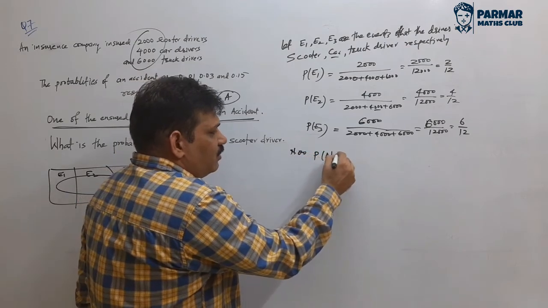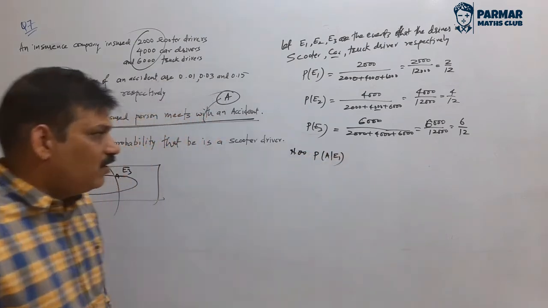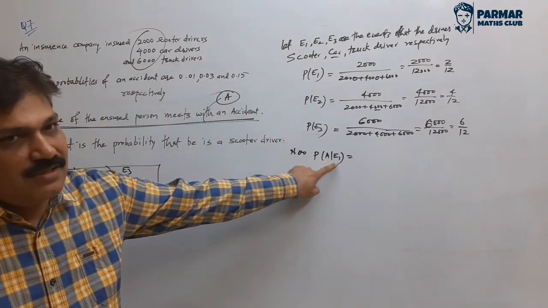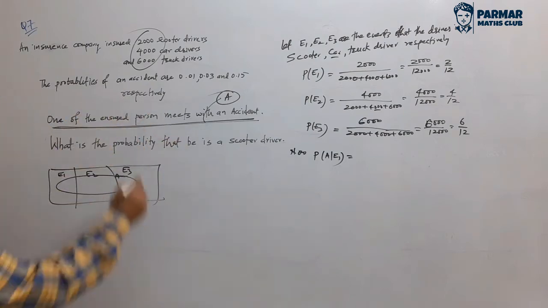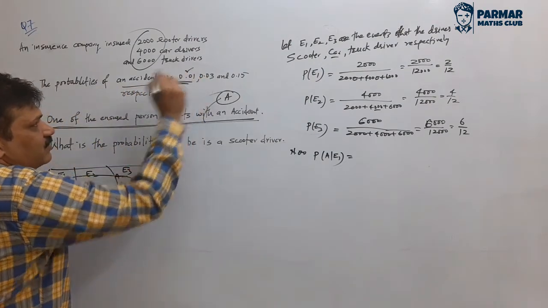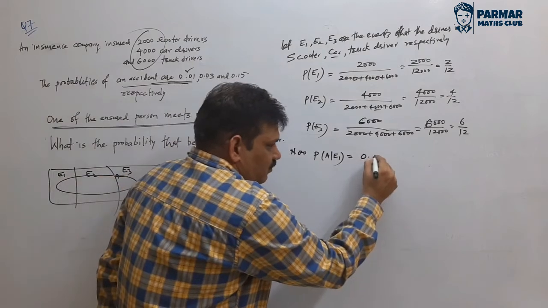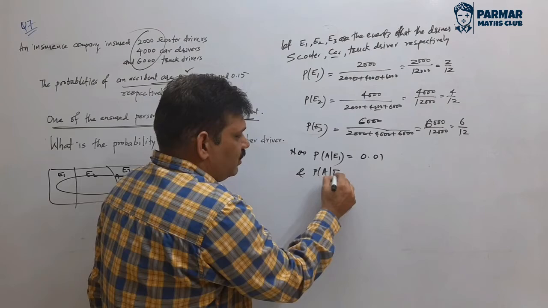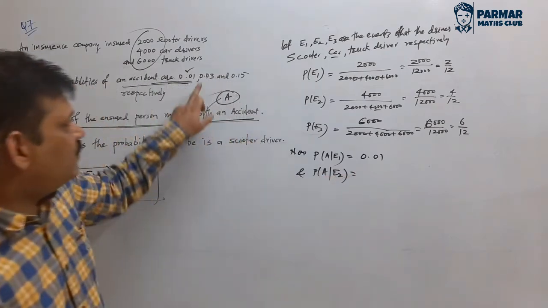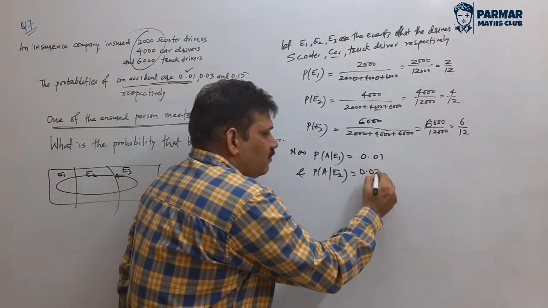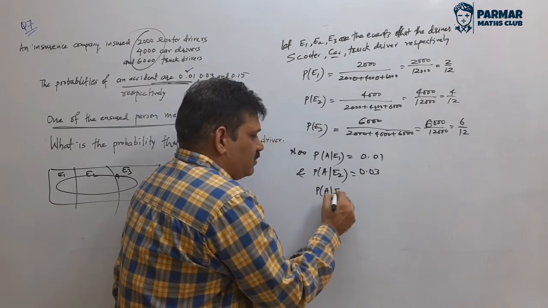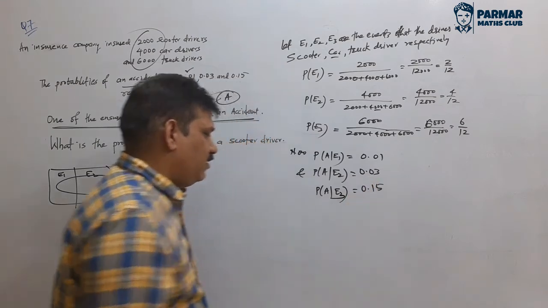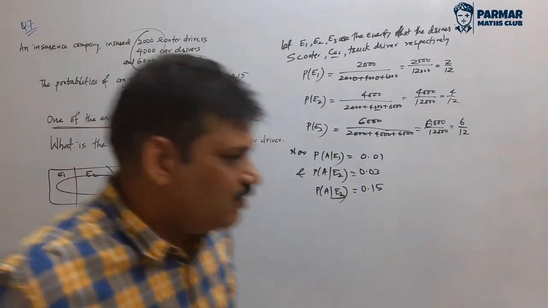Now, probability of A given E1. We are given the probability of meeting an accident given that the driver is a scooter driver. So this is 0.01. Also, probability of meeting an accident if the driver is a car driver is 0.03. And probability of meeting an accident if the driver is a truck driver is 0.15. Now by Bayes theorem.